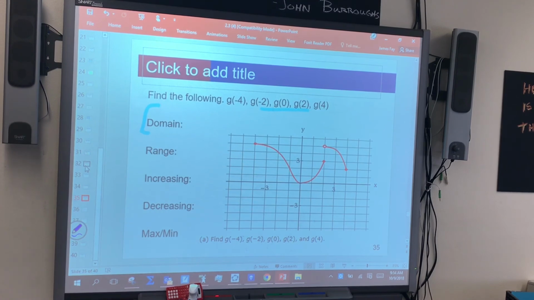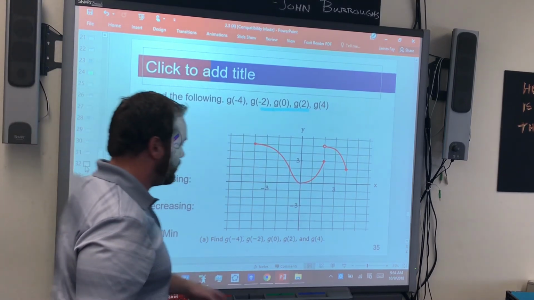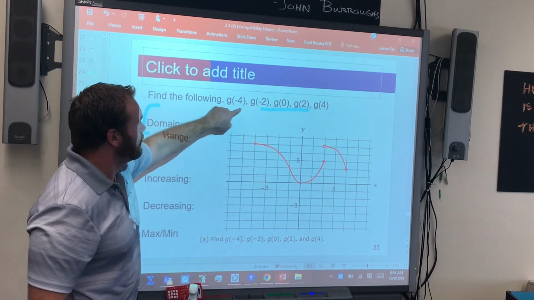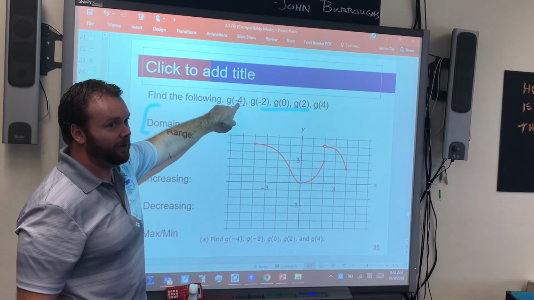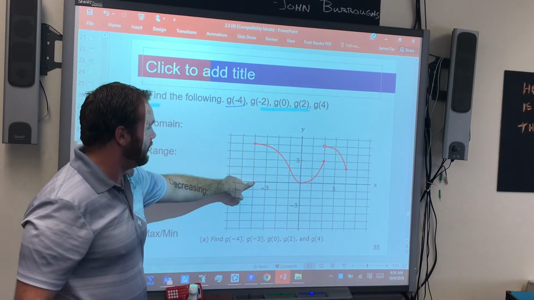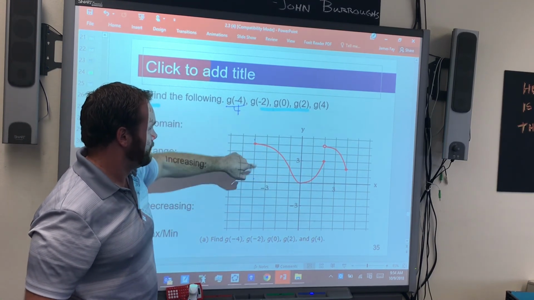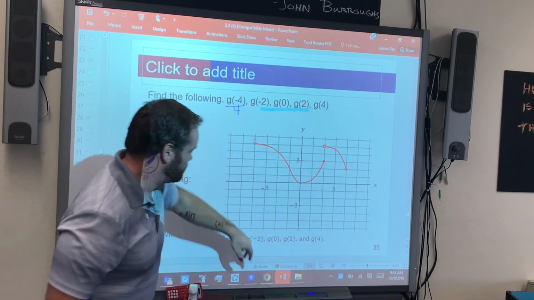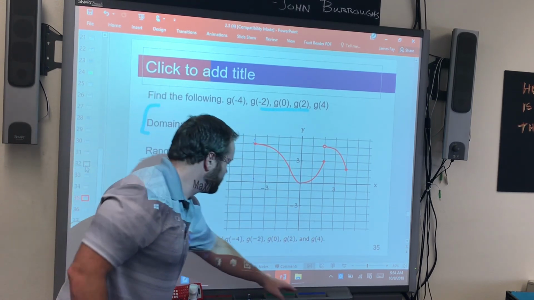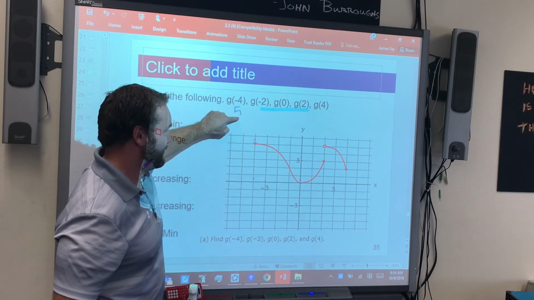Well, this is stuff we've been doing for pretty much the duration of the course so far. G of negative 4, that's my x value, right? That's my input. So I go find negative 4 as my input. And now what's the output that I get back? 4, right? No, it is 5. Thank you. That'll be 5.